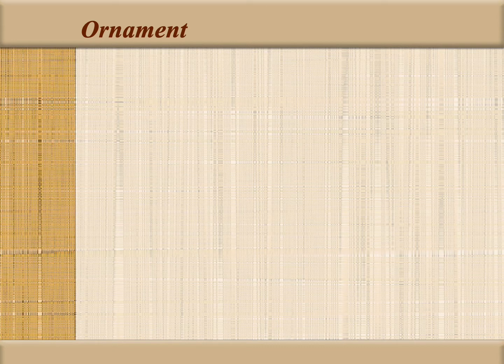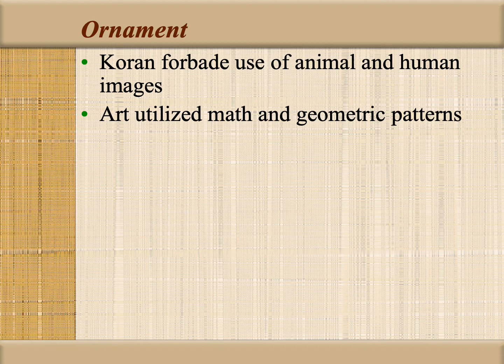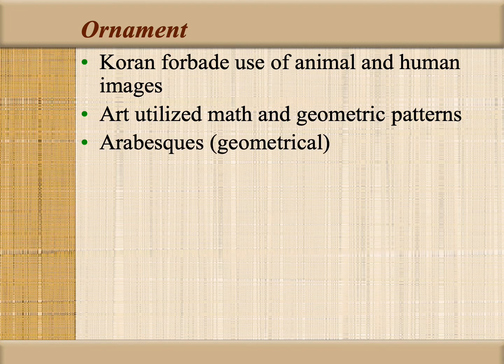And now we're going to move on to ornament. So as I've mentioned before, the Quran forbade the use of animal and human images, which is why they use so many floral images as well as that arabesque tracery-like pattern. Art often utilized math and geometric patterns. So you see everything is very well proportioned, and you use a lot of geometric shapes as well as the arabesque. Sometimes these were geometric, sometimes they were floral.